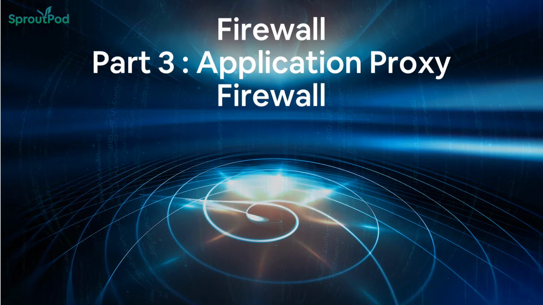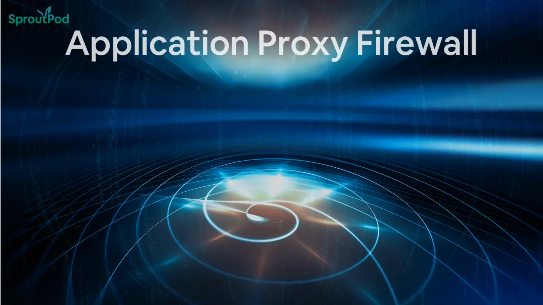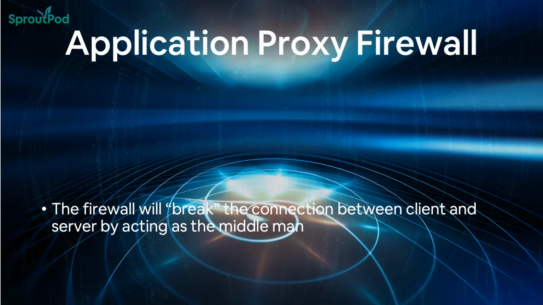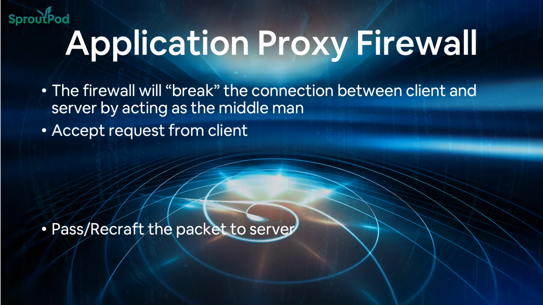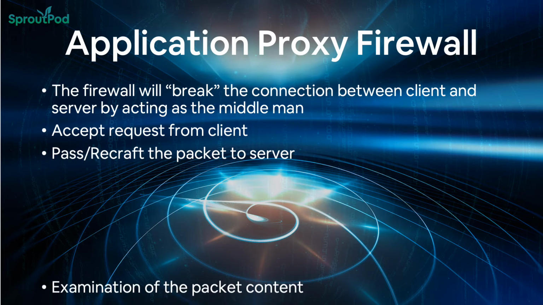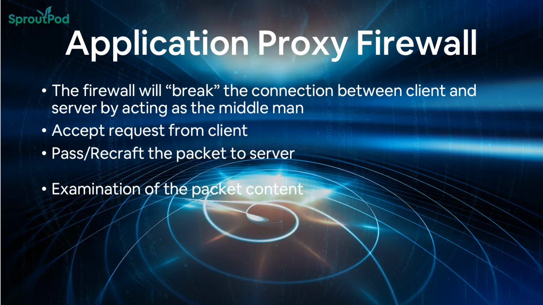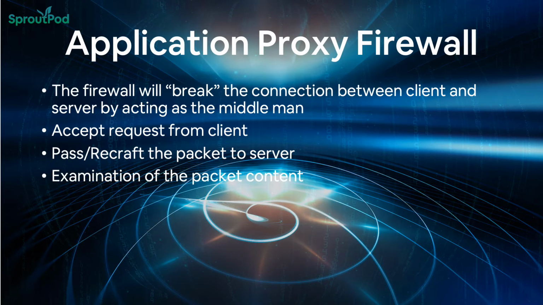Application Proxy Firewall. Application proxy is another type of firewall that acts as the middleman. It will receive the outbound packets from the client, examine the content, recraft the packet, and send it to the server. As such, effectively breaking up the connection. This recrafting of the packets provides protection against malformed packets at the same time.